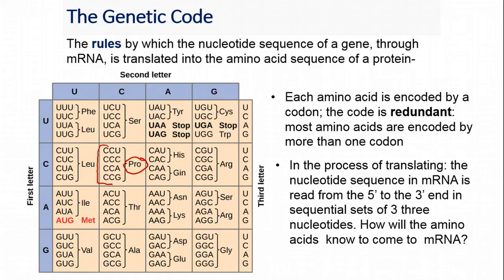But this brings up another problem. In the process of translating, the mRNA is being read from 5' to 3' in these sets of 3, which we call codons. But how will the amino acids know to come to the mRNA? We have amino acids sort of floating around in the cytosol, and we have an mRNA there with these codons specifying a specific amino acid. But the question is, how does that amino acid get brought in to the mRNA?